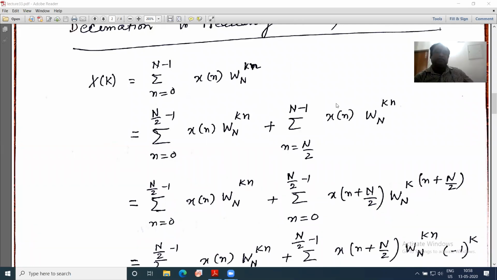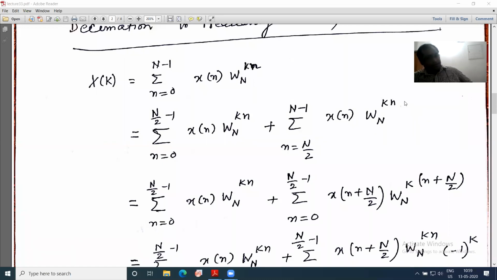If everybody understood, then it's okay. But since still I would like to explain, let me explain a little bit again. Suppose if I put n equal to N by 2, what is the term? This summation starts from n equal to N by 2 that goes up to N minus 1. So first term will be x of N by 2 W_N^K into N by 2, right? First term of the summation.